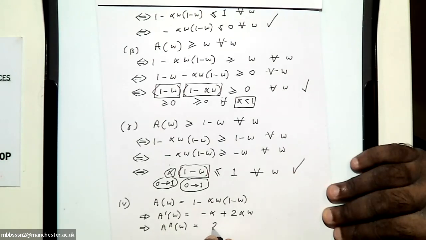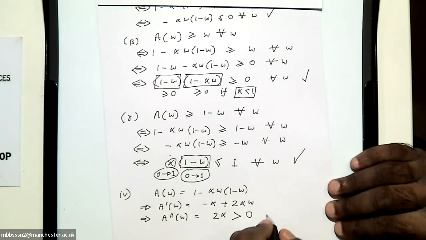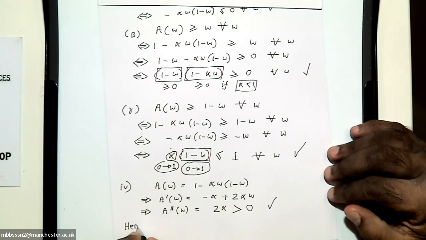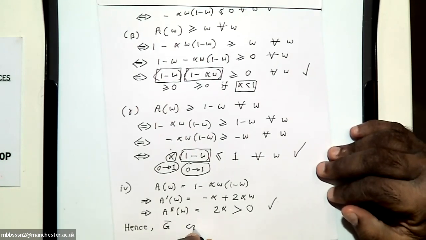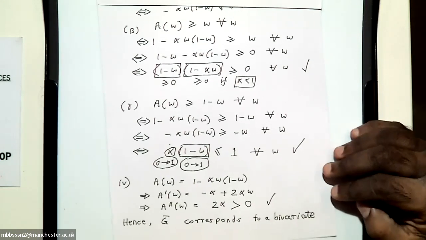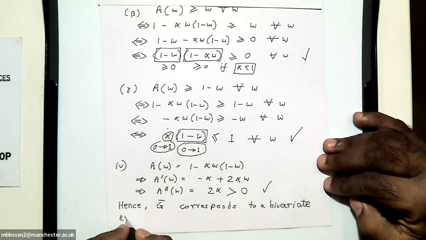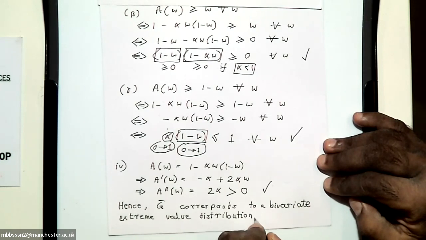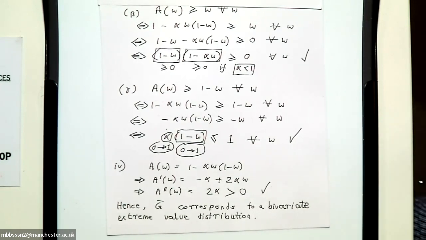The second derivative is 2 alpha, which is possible, right? So the condition for sense like 2. So hence the conclusion is that, hence, so this completes the first part of question 2.